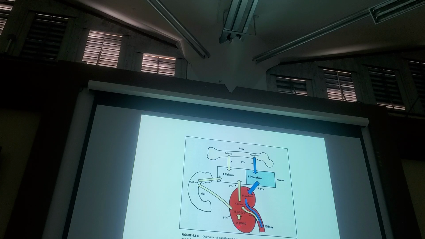Alright, so we will come to vitamin D. But as you can see right away from here, what is the action of vitamin D here? Increase calcium. That's what it does. We will come to it. Okay.